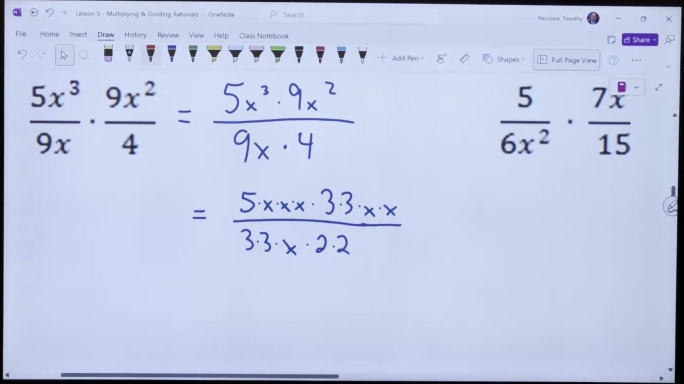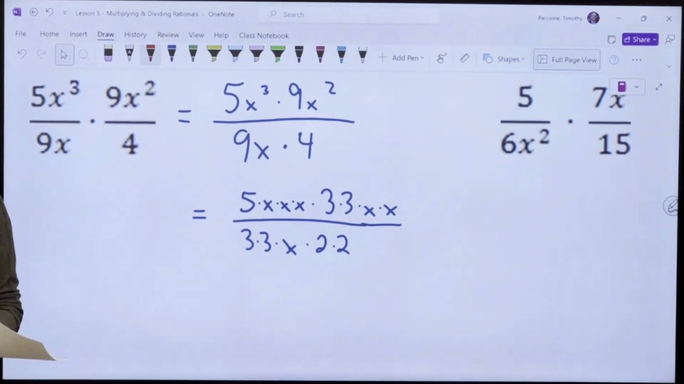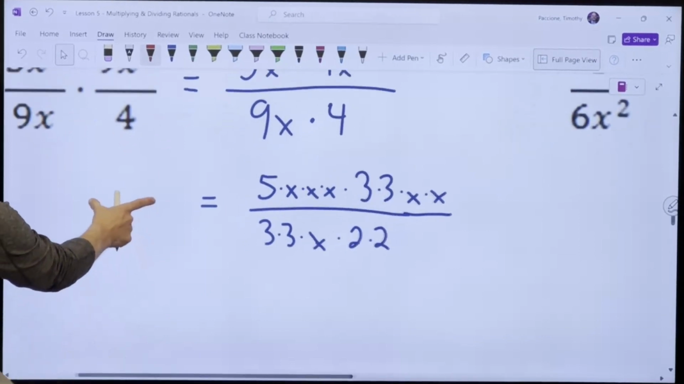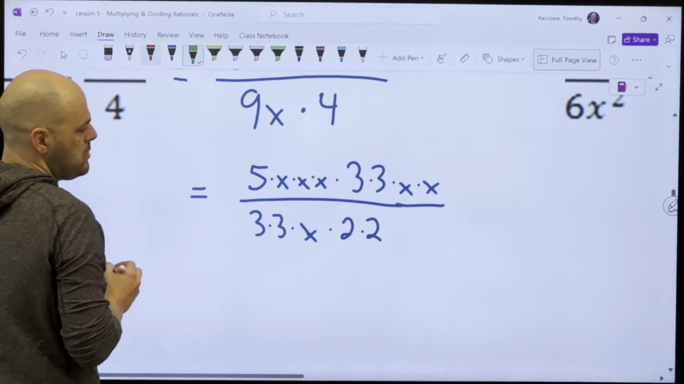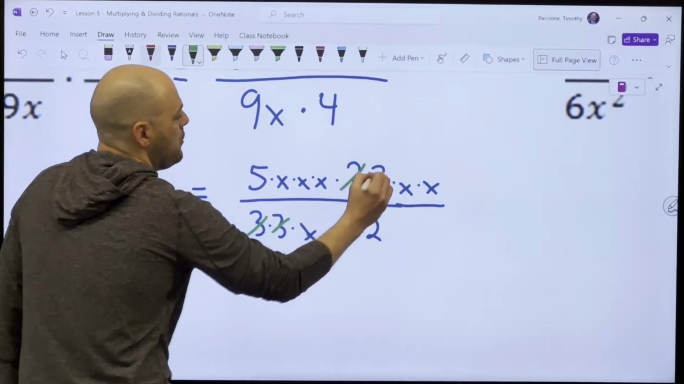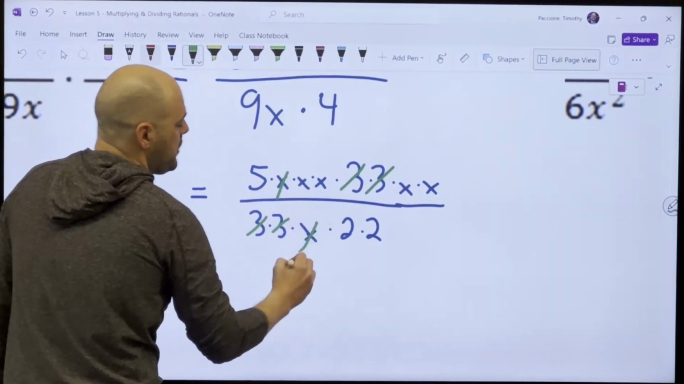this is kind of like anything else. If you can kind of see reducing really easily, you might not need this method. But if you're not great at reducing, this gives you a fail-safe method, right? Because now when you break it down all the way, all you do is cancel. So what do I see on the top and the bottom? 3, 3, 3, 3. What else shows up on the top and the bottom? One of the x's, right?